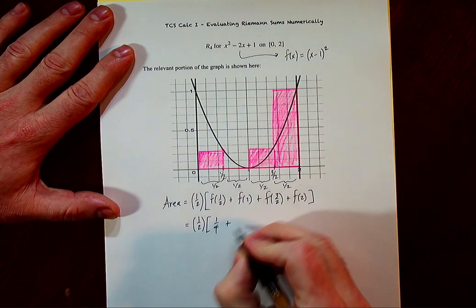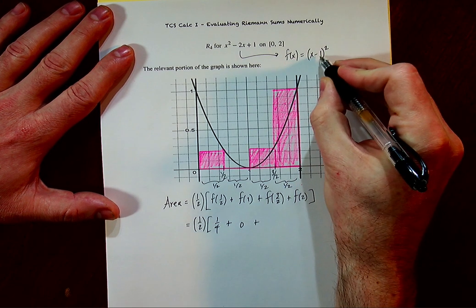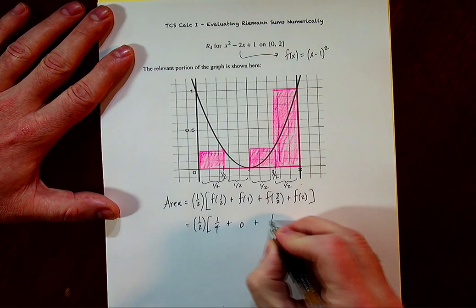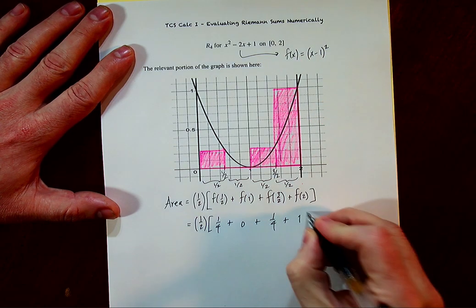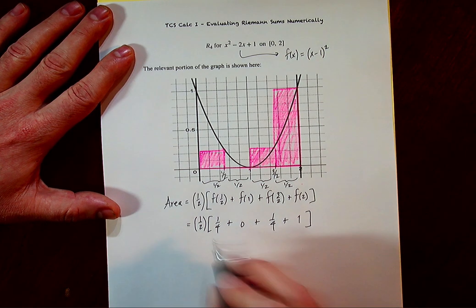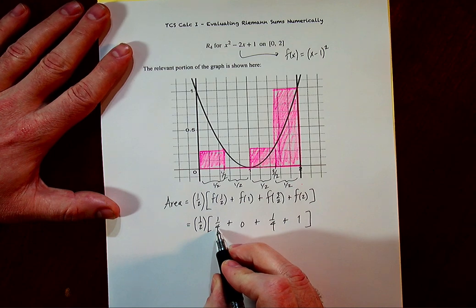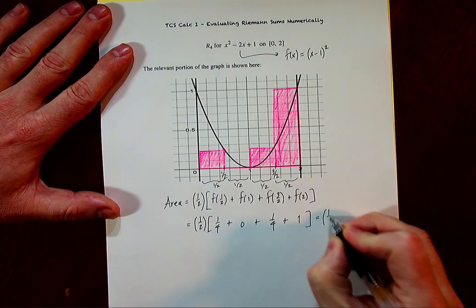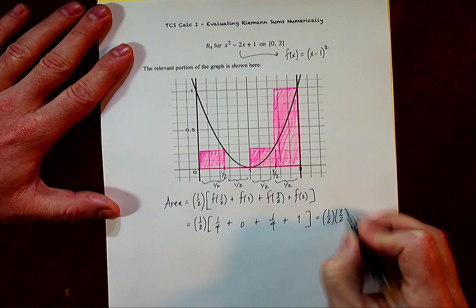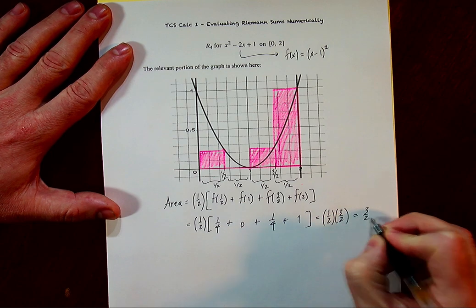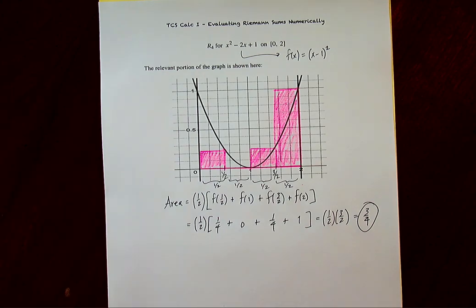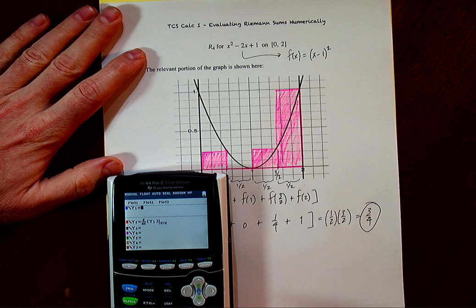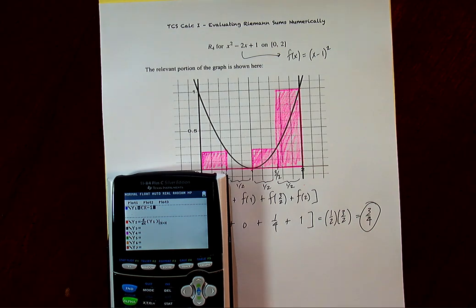0. 0 squared is 0. What's 3/2 minus 1? 1/2. 1/2 squared is 1/4. And what is 2 minus 1? 1. 1 squared is 1. Now what is 1 plus 1/4 plus 1/4? It's 1 1/2, or 3/2. So this is 1/2 times 3/2, or 3/4, and that is my area approximation. But of course, you can, again, do it in terms of just plugging in here, x minus 1 squared.